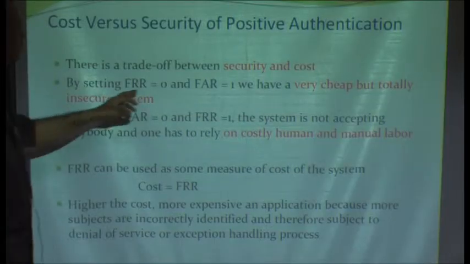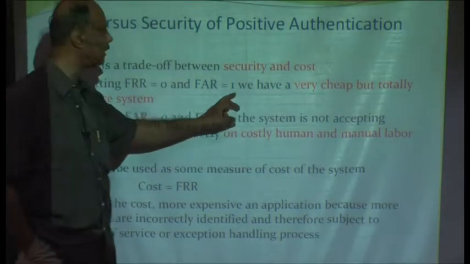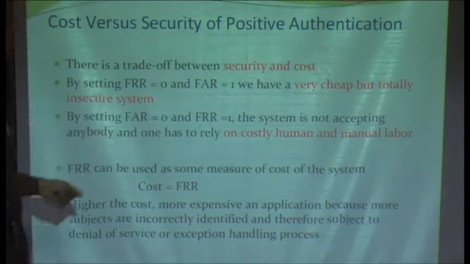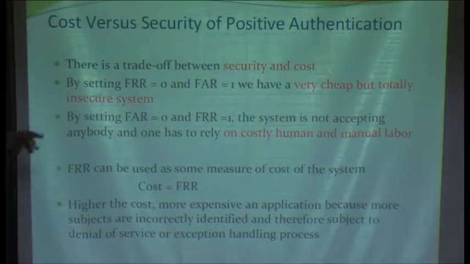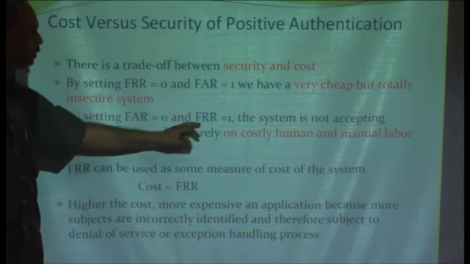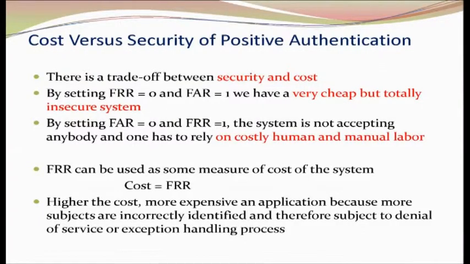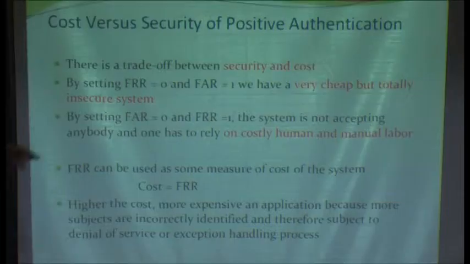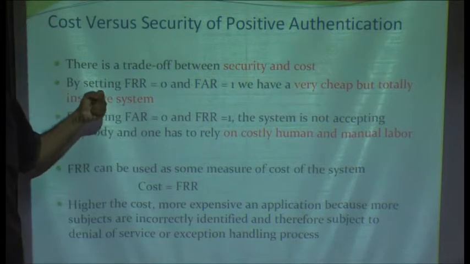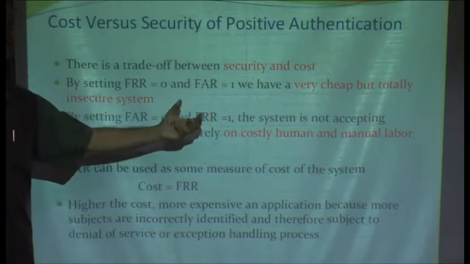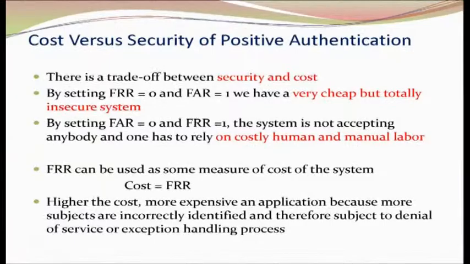So, by setting false rejection rate to 0 and false acceptance rate high, we have a very cheap system, but a very insecure system. By setting FAR equal to 0, you have to apply costly human manual review. You have to spend a lot of money, because with false acceptance very tight, too many people will be rejected. So, manual intervention will be there, and cost will be involved.